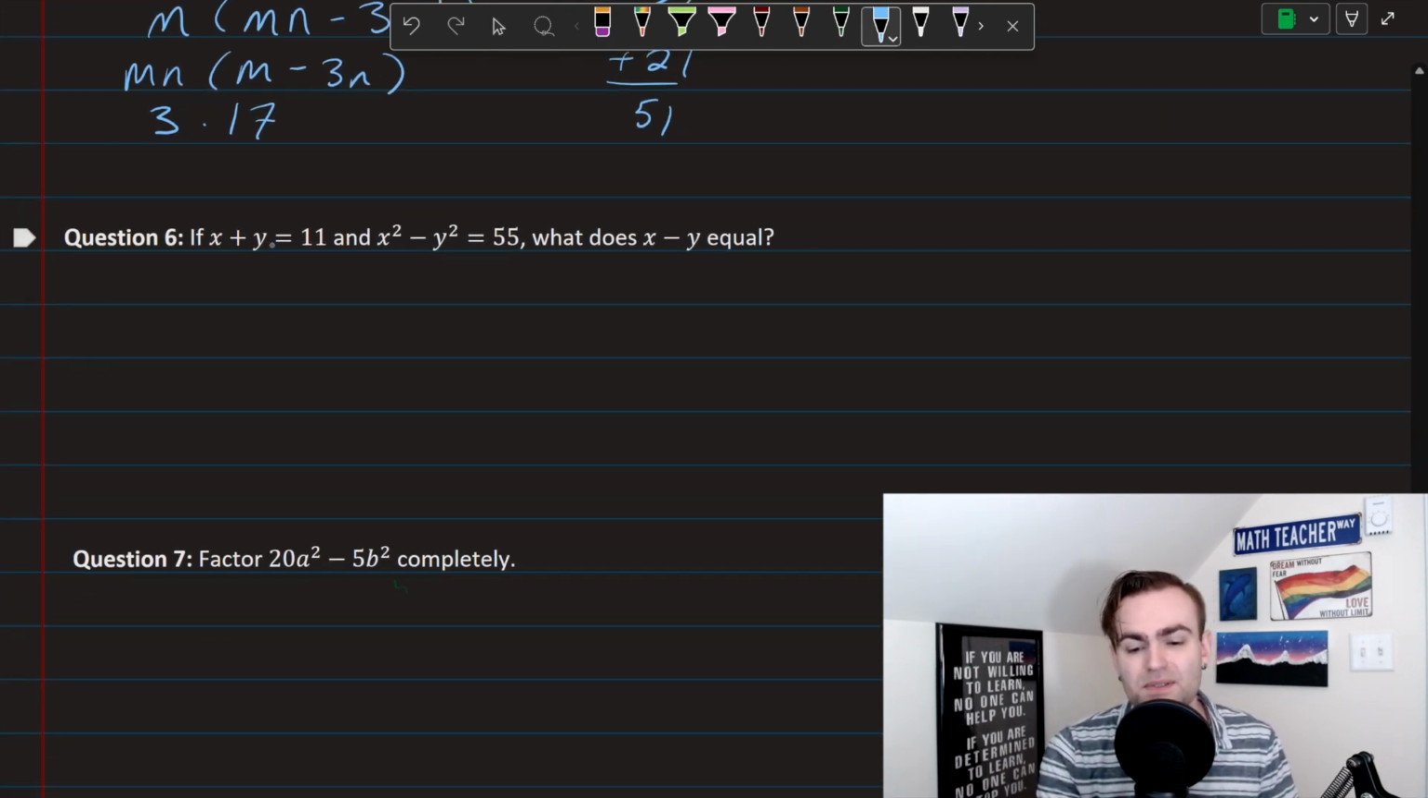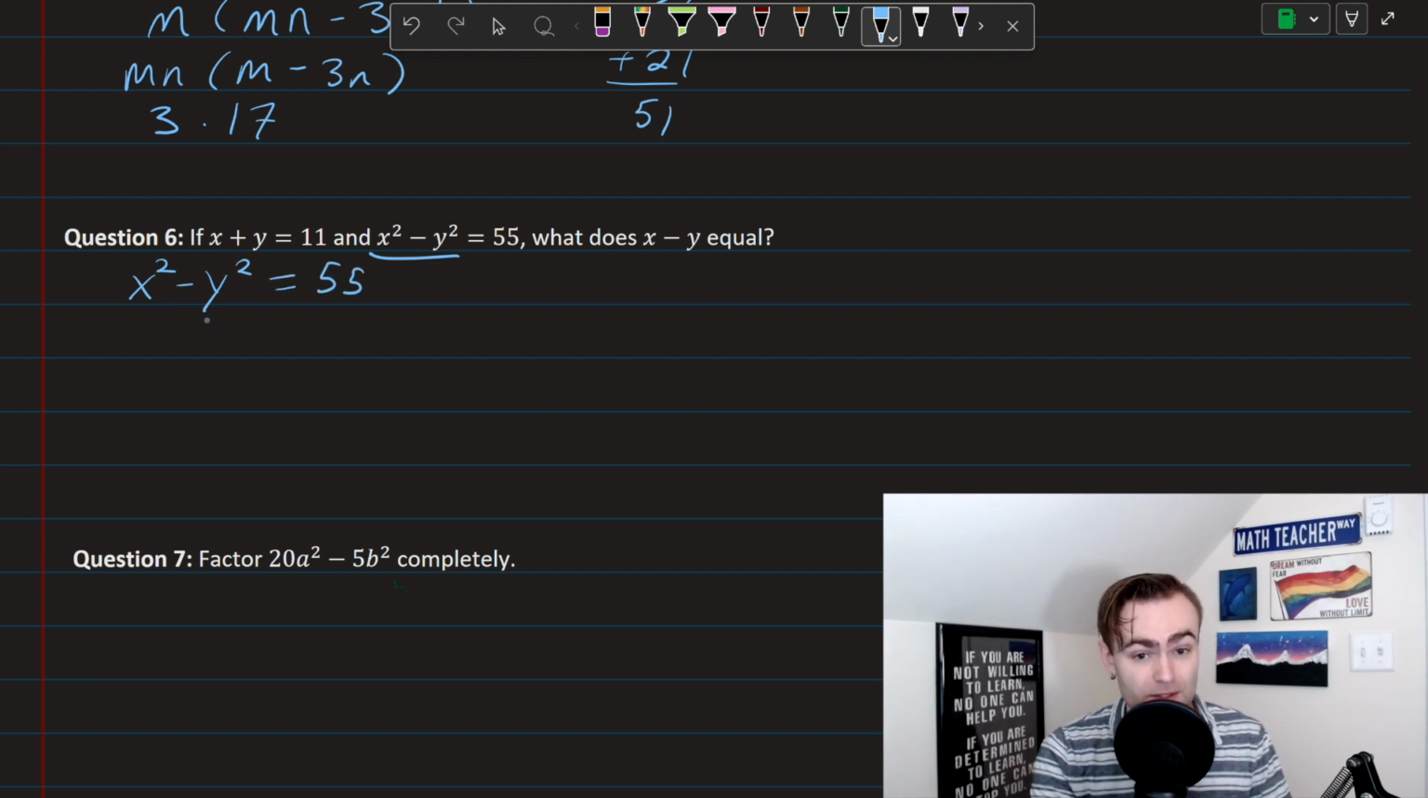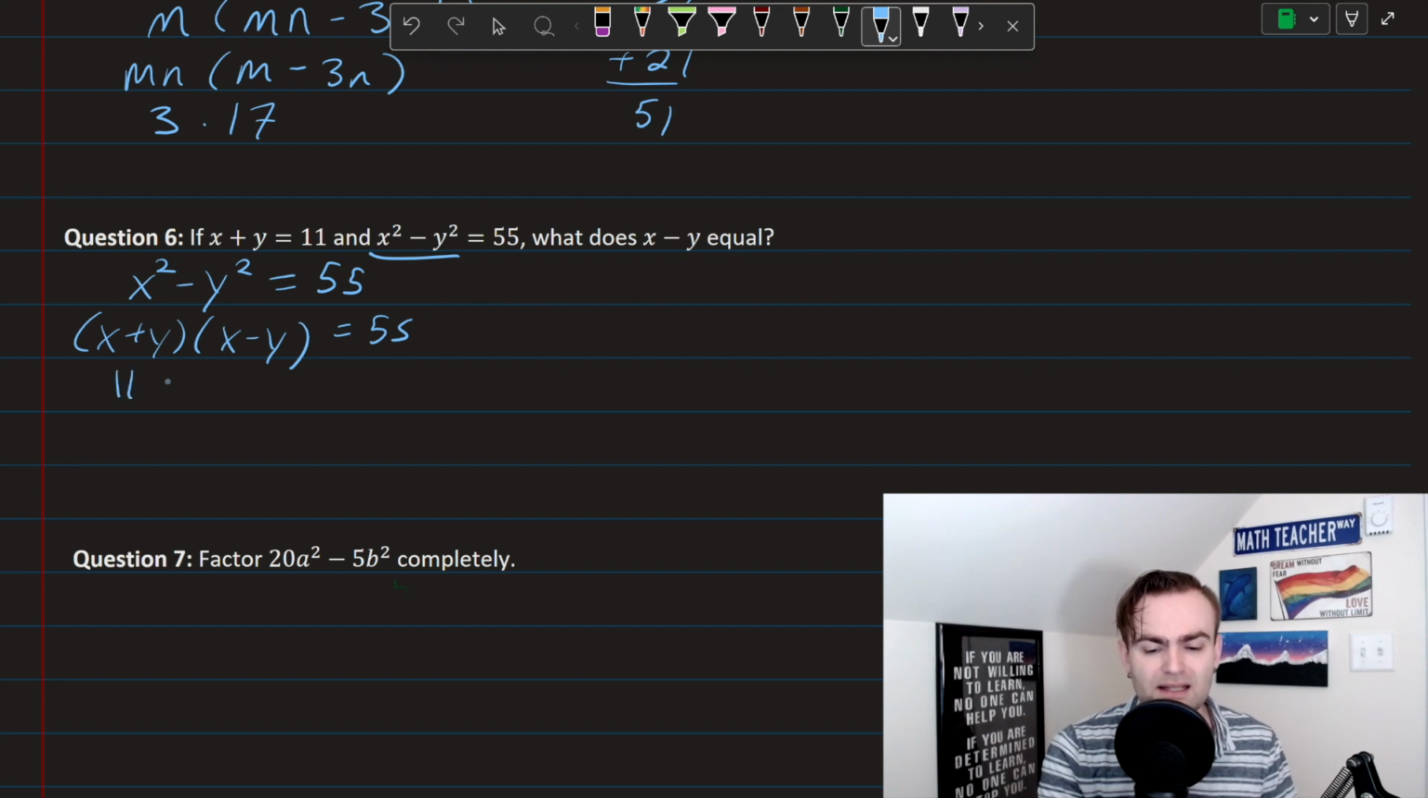Here we have x plus y is 11, and x squared minus y squared is 55. What is x minus y? Now, this might be a little easy to figure out, but we're essentially going to factor. So we have x squared minus y squared is equal to 55. Well, x squared minus y squared is the difference of squares. That is x plus y times x minus y. The order doesn't matter there. Is equal to 55.